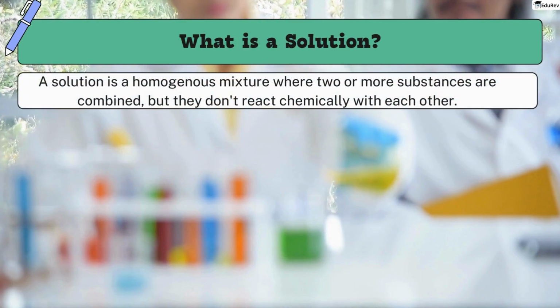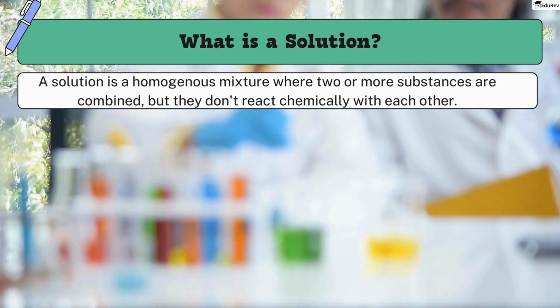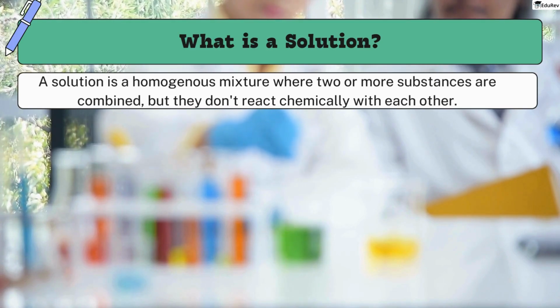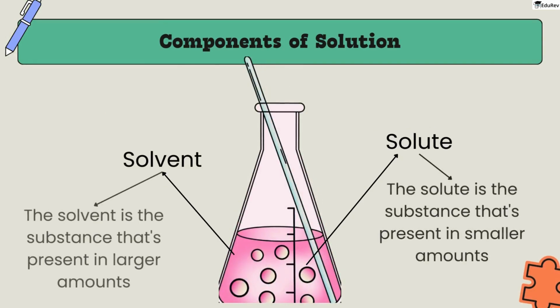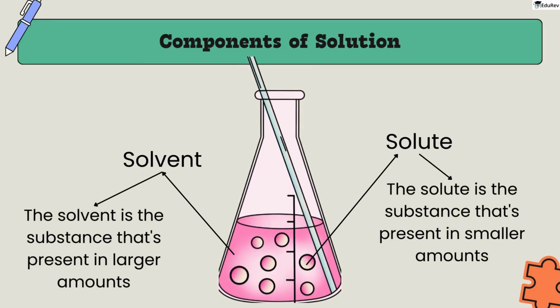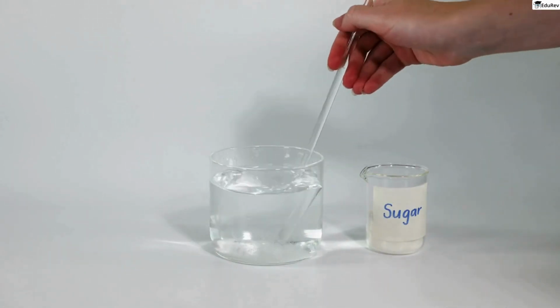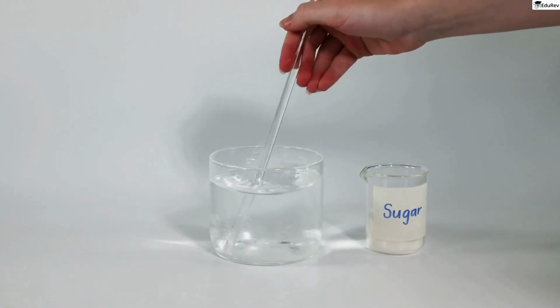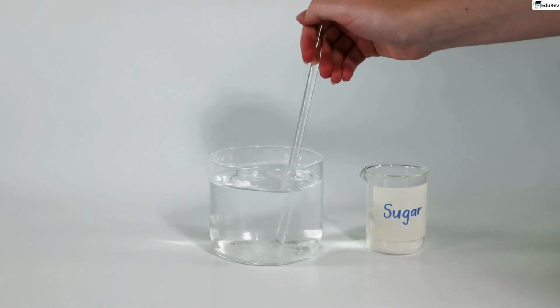A solution is a homogeneous mixture where two or more substances are combined, but they don't react chemically with each other. Now, when we talk about solutions, we usually have two main parts, the solute and the solvent. The solute is the substance that's present in smaller amounts, while the solvent is the substance that's present in larger amounts. For example, if you mix a spoonful of sugar in a glass of water, the sugar is the solute and the water is the solvent.